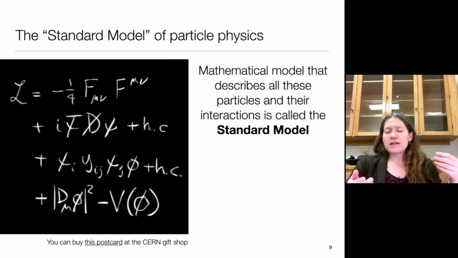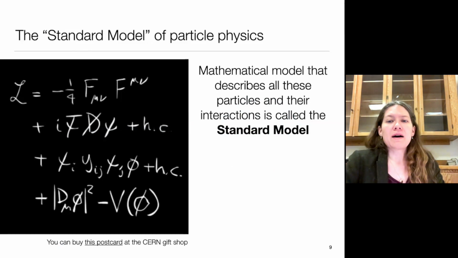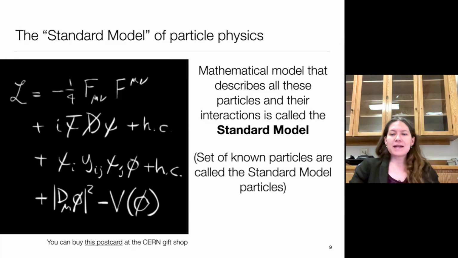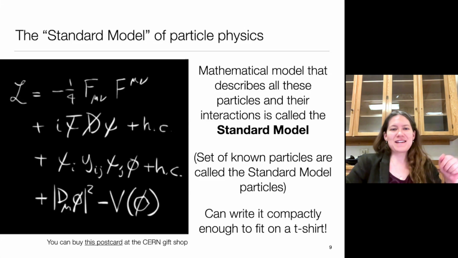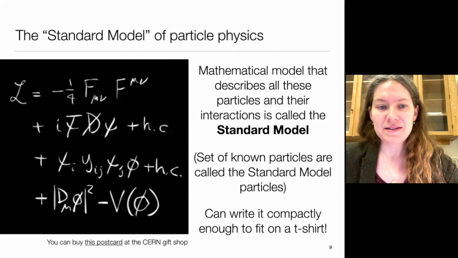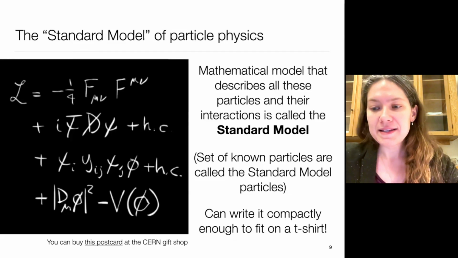So what is it that we really call the standard model? The mathematical model that describes all these particles and how they all interact with each other is what we would refer to as the standard model. And if you write it in its nice little compact form, you can fit it on a t-shirt. This is the standard model in its most compact form here on the left-hand side. And it looks very nice and clean this way.